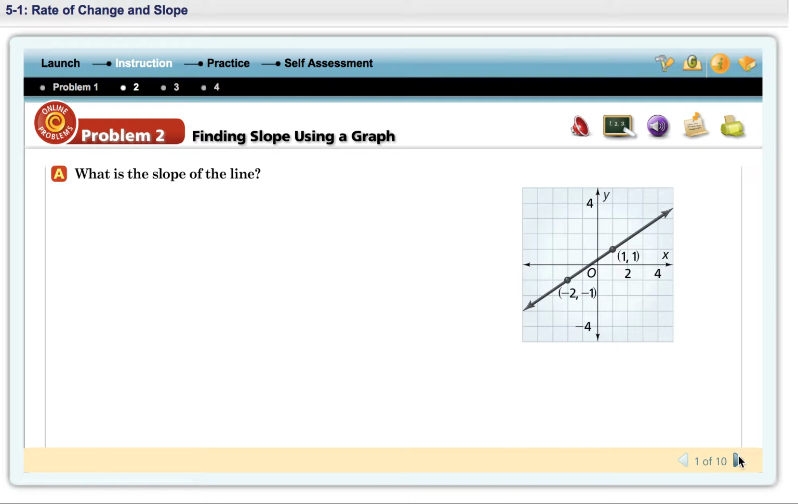In the last example, we talked about rate of change and slope based upon some values in a table. And now what we're going to do is translate that into finding slope on a graph. And you can go back and forth in any case with this. So what is the slope of this line here? Well, we can do a couple things.